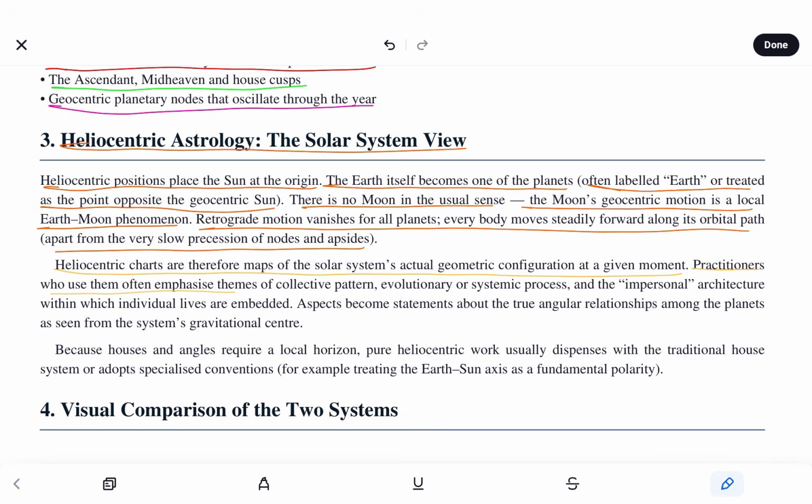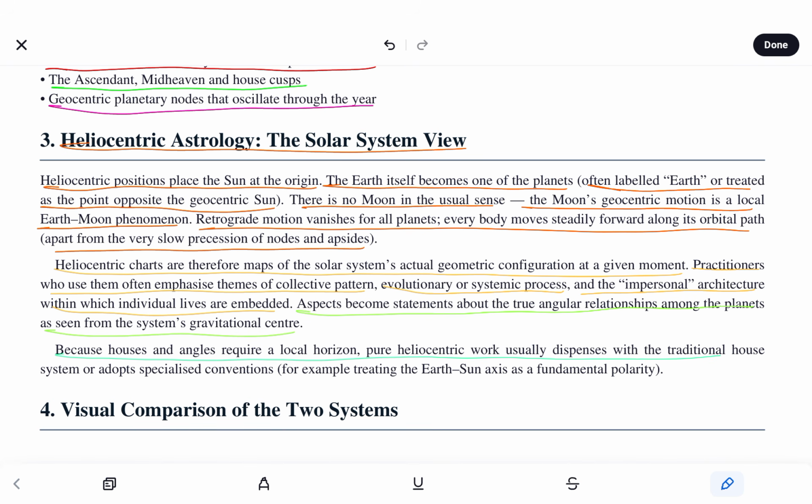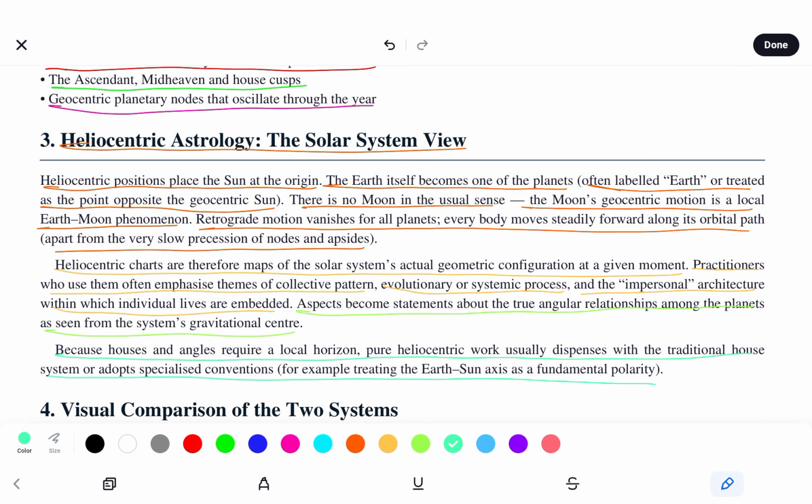Practitioners who use them often emphasize themes of collective pattern, evolutionary or systemic process, and the impersonal architecture within which individual lives are embedded. Aspects become statements about the true angular relationships among the planets as seen from the system's gravitational center. Because houses and angles require a local horizon, pure heliocentric work usually dispenses with a traditional house system or adopts specialized conventions, for example, treating the Earth-Sun axis as a fundamental polarity.